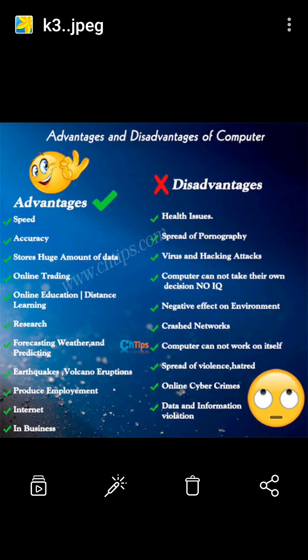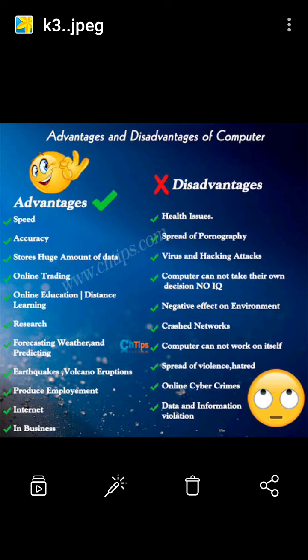Store huge amounts of data. A man can store only some level of data. At most we can remember 5 or 10 people's mobile numbers, but a computer stores a huge amount of data; 100 or 1000 mobile numbers it will store in memory. Online trading means we can easily approach another person online. Next one, online education, distance learning. Now we are taking classes like this, which is also online education.